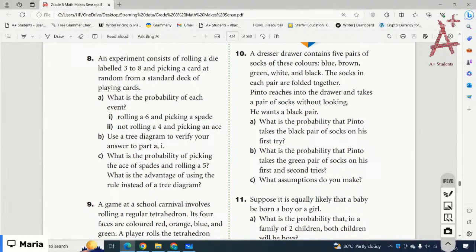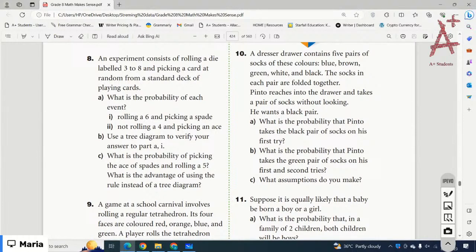An experiment consists of rolling a die labeled 3 to 8 and picking a card at random from a standard deck of playing cards. What is the probability of the event: rolling a 6 and picking a spade, not rolling a 4 and picking an ace. Okay, they are independent events, right? Because you're rolling a die and picking a card. So they are independent events.